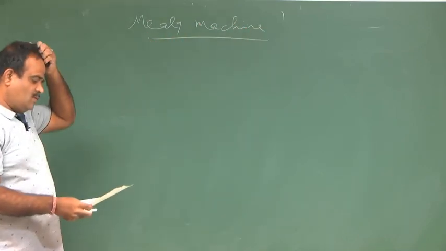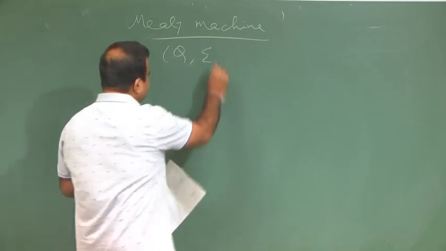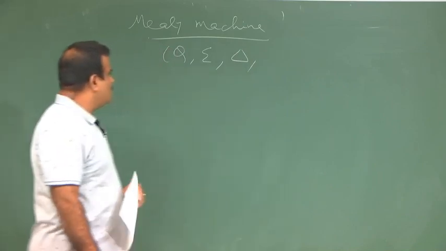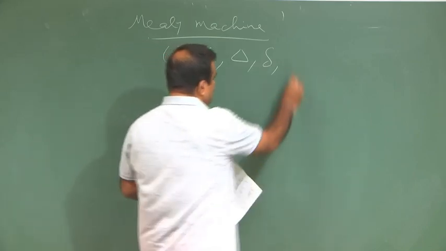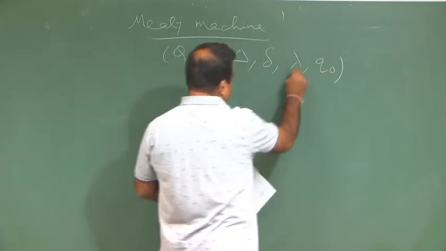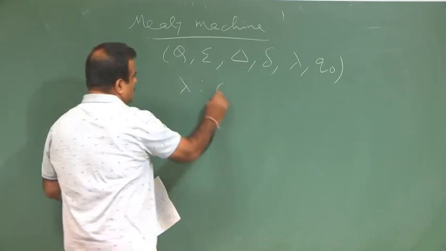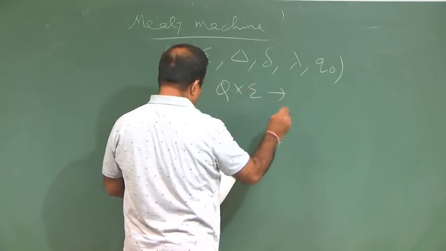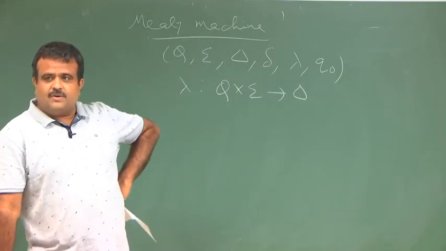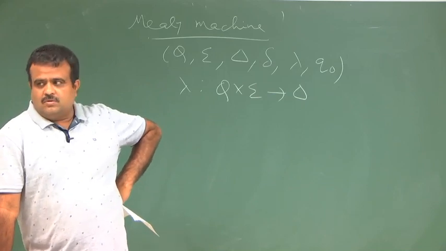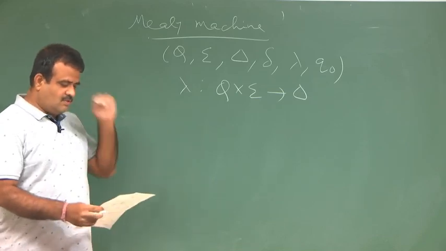In the Mealy machine, what we have is also the same 6-tuple. This is the output alphabet, this is the input, and the transitions. These two are different. Here, lambda is a function of the transition rule, not only of the state; it will depend on the input also, whatever input we have. So, that is the difference between a Moore machine and a Mealy machine.